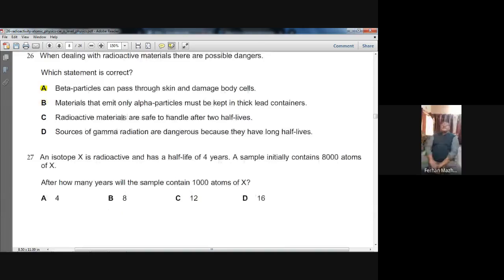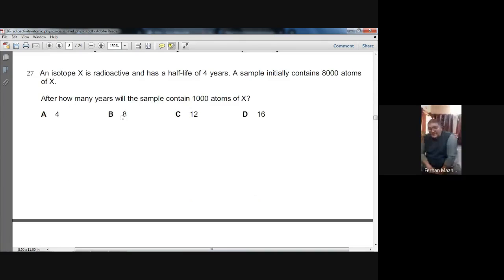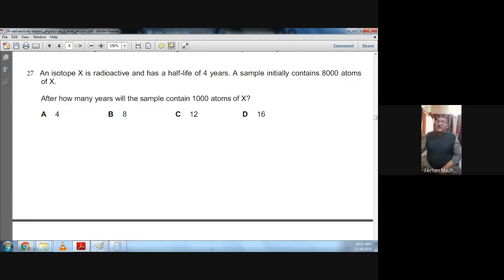An isotope X is radioactive and has a half-life of 4 years. A sample initially contains 8,000 atoms of X. After how many years will the sample contain 1,000 atoms of X? So half-life is 4 years. So from 8,000, it should come down to 1,000.